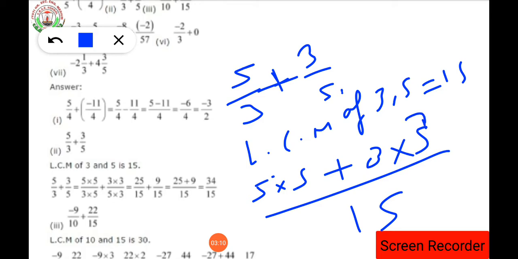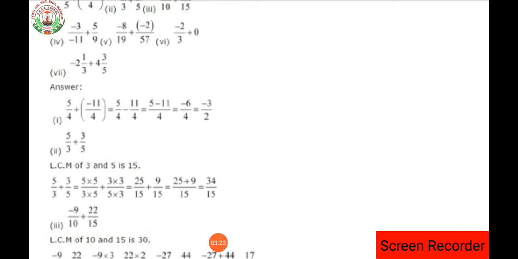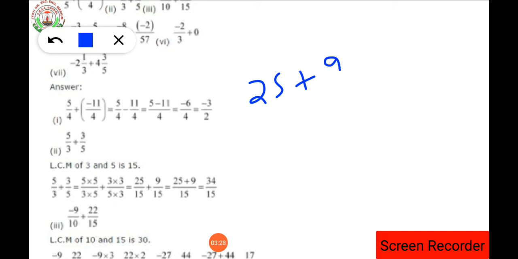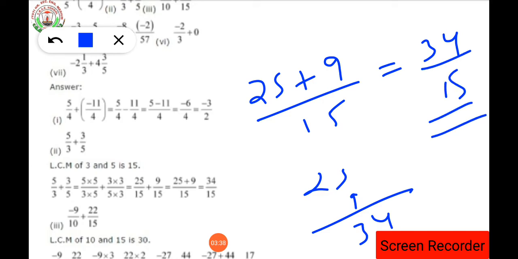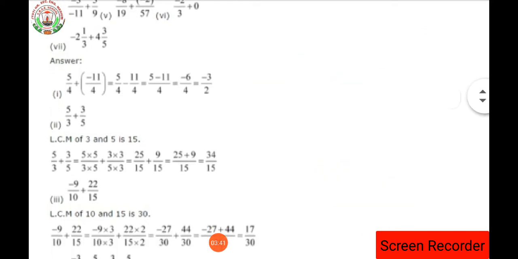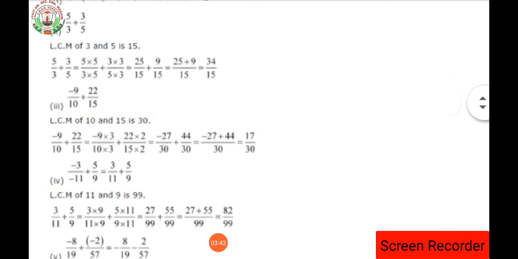15 comes in the table of 5 three times, and that 3 will be multiplied with the numerator 3. 15 comes in the table of 3 how many times? 5 times, and that 5 will be multiplied with the numerator 5. So 5 into 5 will be 25 and 3 into 3 is 9. So 25 plus 9 upon 15. Now when you add 25 plus 9, it will be 34, isn't it? So the answer will be 34 upon 15, the required answer for this. Now the third part solution we will have. Have you understood now?